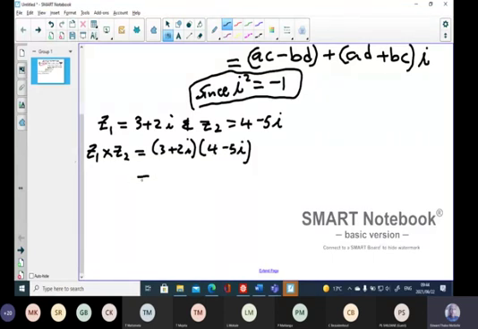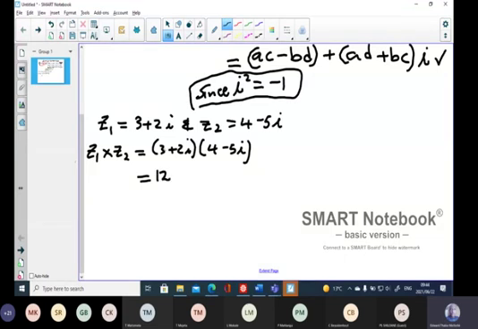If you're a clever student, you can actually just substitute directly, or you can just compute. You can just let 3 to be A, 2 to be B, and 4 to be C, and minus 5 to be your D. Then you substitute to get the answer. So let's do it step by step.